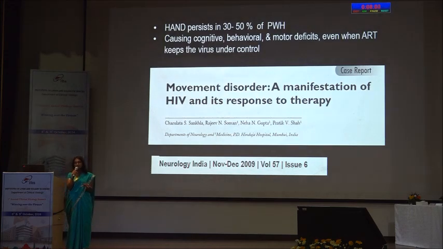And HAND is actually seen in close to 30 to 50% of the patients who are living with HIV. It can result in cognitive decline, behavioral, as well as motor deficits. So we were lucky to publish this, our first case of HIV who presented with movement disorder, and we were able to show that with effective antiretroviral therapy, there can be a response in the neurological manifestations.